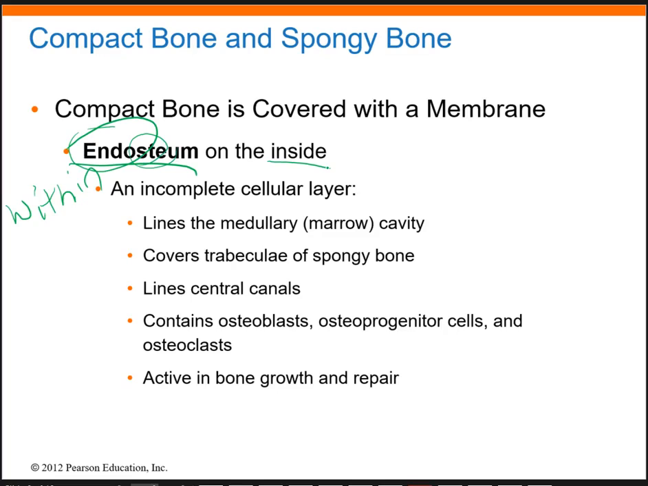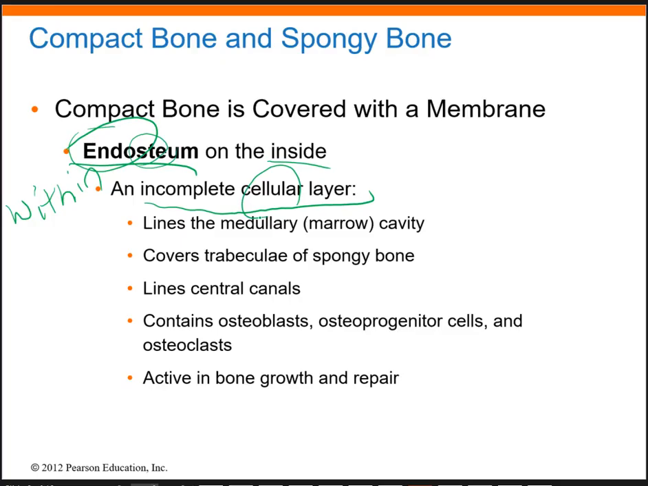It is an inner membrane. This is a much more delicate membrane. It doesn't have to separate the bone from other tissues. It's much more protected since it's inside the bone. So it doesn't have that strong fibrous part. It's just a much more delicate, incomplete cellular layer. So the endosteum is just made of cells.